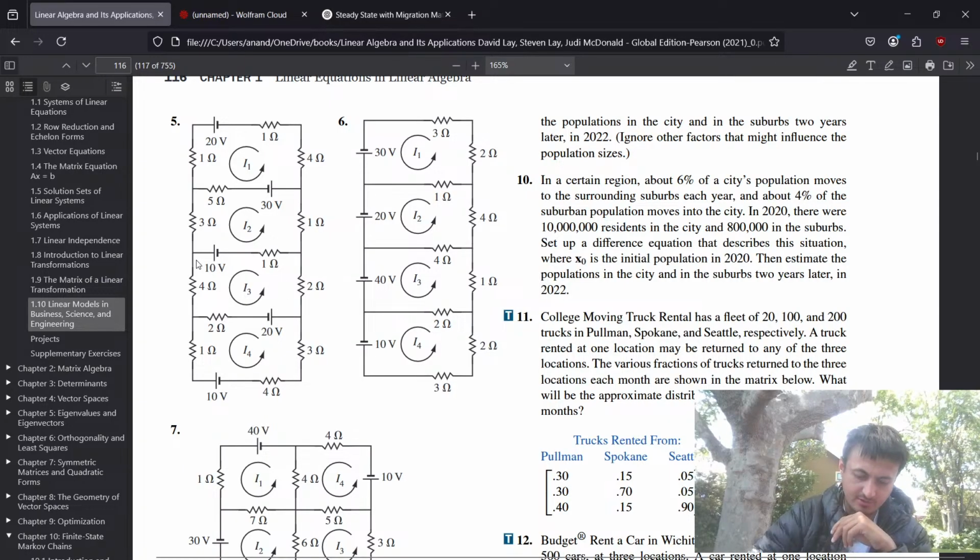Now this one is going to be 30 is equal to 3, 7, 9. 9I3 minus I2 minus, so this current's going this way, this current's going against it. So this is going to be minus 2I4. Now, this last one, the current's flowing this way, so I think it's going to be minus 30.